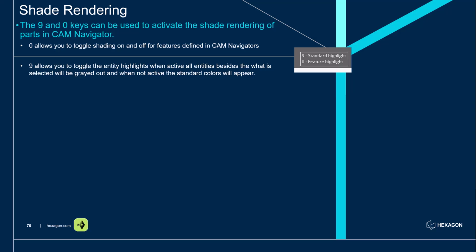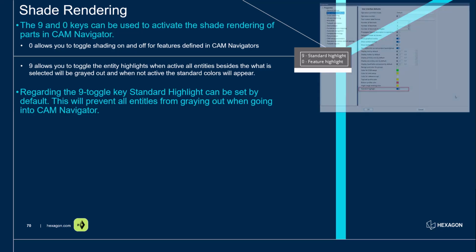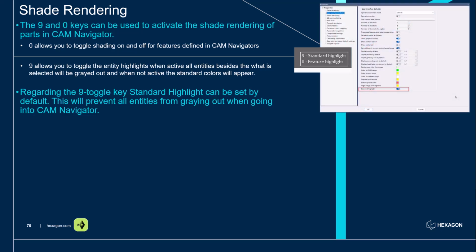So the way the new highlight functions work is everything is grayed out except for whatever's selected in your Cam Navigator, such as a piece, a stock, or an obstacle. Regarding that standard highlight, it is possible to set that as a default through the CAM settings within the machining dropdown. You just go to the user interface defaults and select standard highlight.